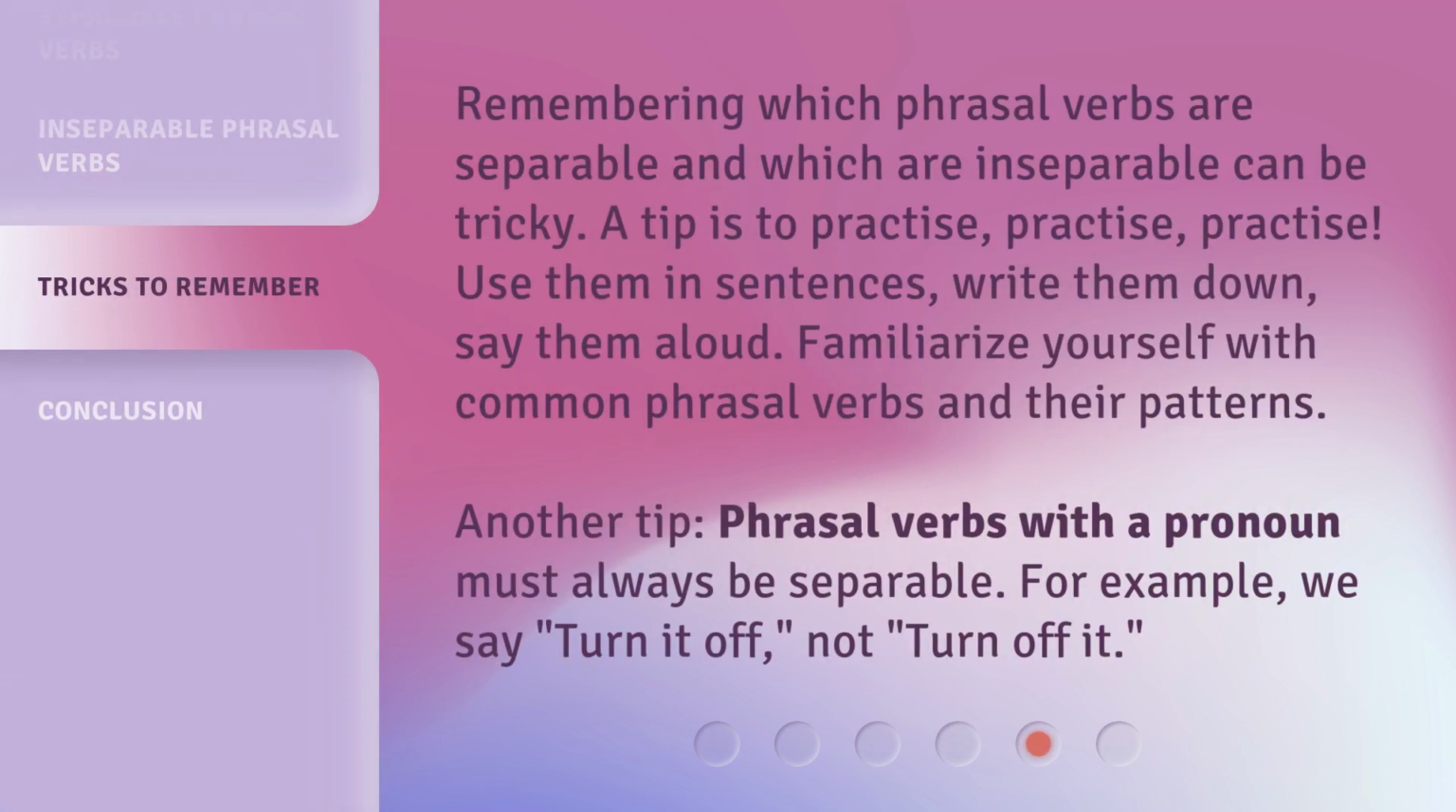Remembering which phrasal verbs are separable and which are inseparable can be tricky. A tip is to practice, practice, practice. Use them in sentences, write them down, say them aloud. Familiarize yourself with common phrasal verbs and their patterns. Another tip: phrasal verbs with a pronoun must always be separable. For example, we say, turn it off, not, turn off it.